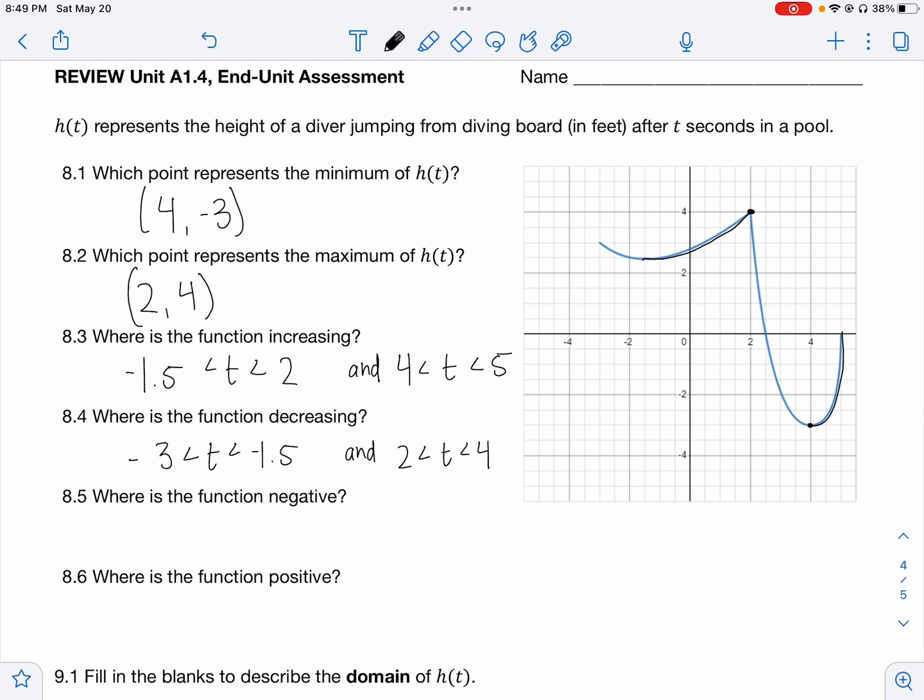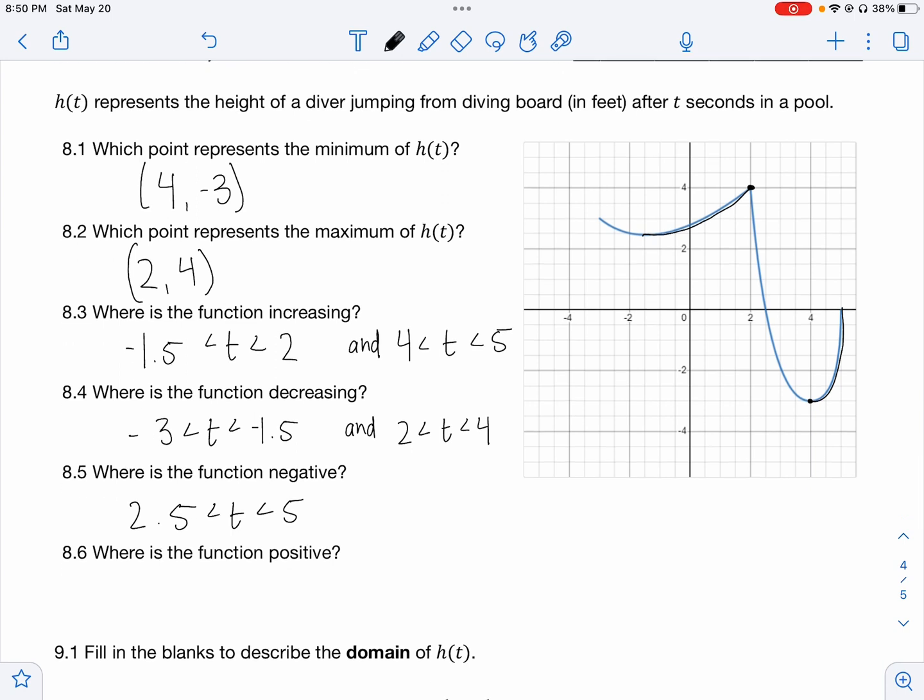Where is it negative? That means where is it below the x-axis? So 2.5 to 5. And then where is it positive, above the x-axis? From negative 3 to 2.